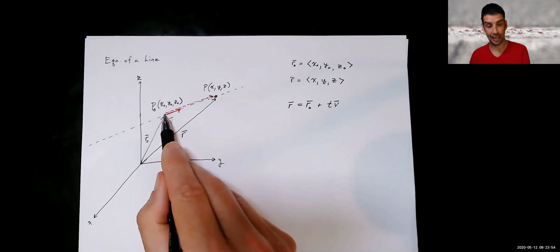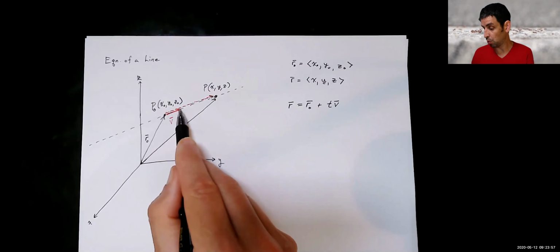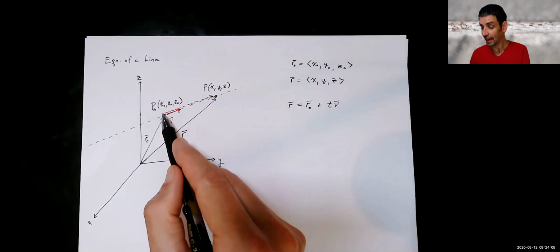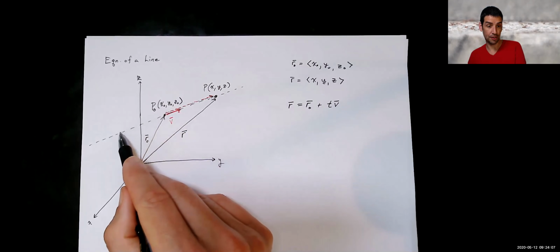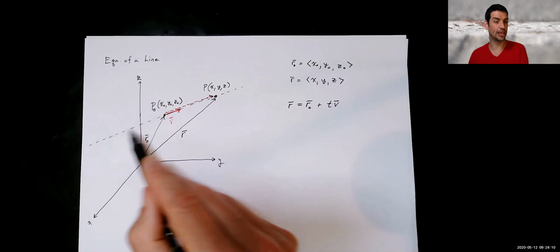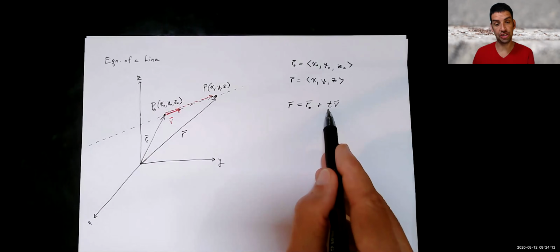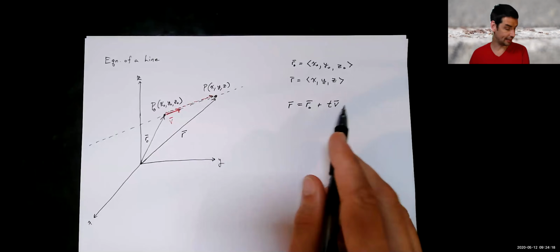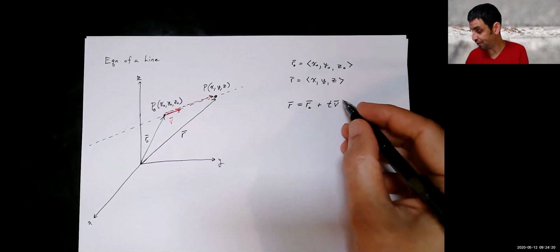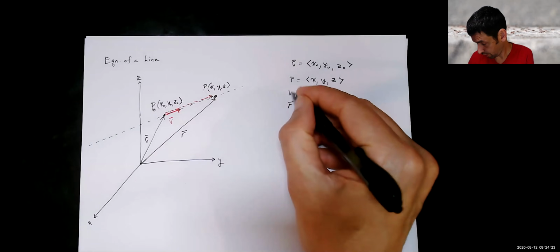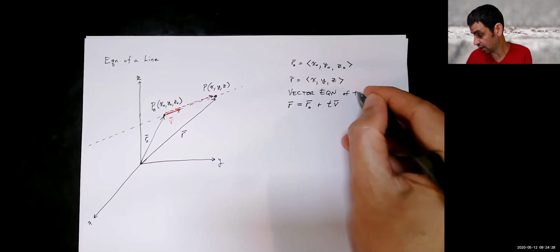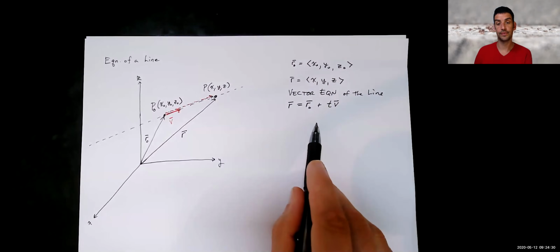So for instance, if t was 0, we're hitting the point we started with. If t is 1, we'll hit this point right at the end of v. If t is 10, we'll hit some point out here, adding 10 copies of v. Maybe that was too far. If t is negative, we'll start having v pointing in the other direction, and we'll hit all of these points. So by changing t, we can scale it appropriately to hit every point along that line. And so this is the vector equation of the line.